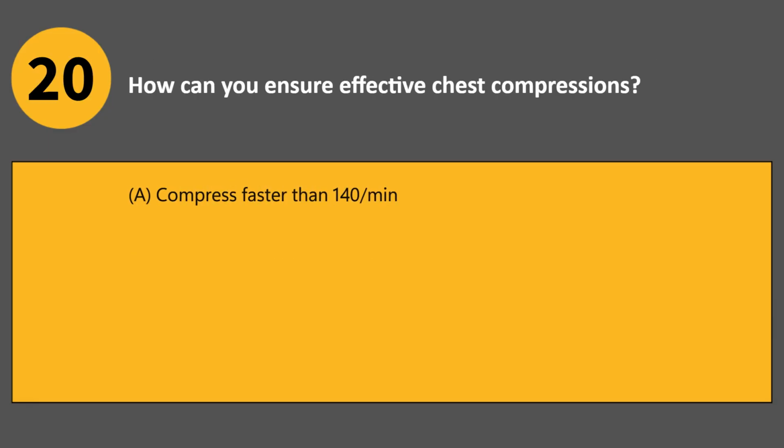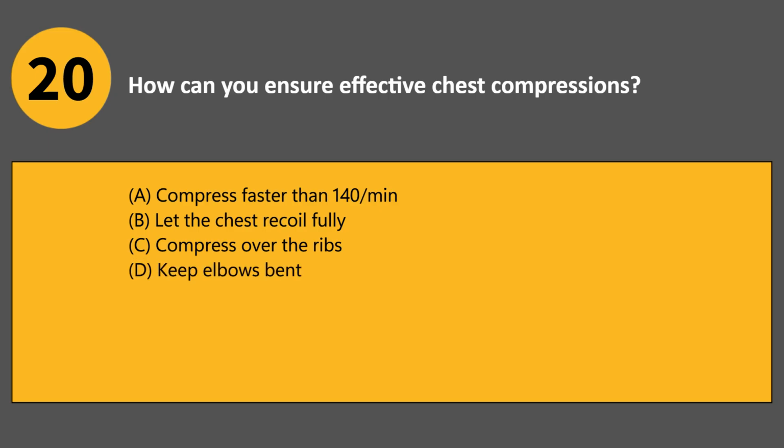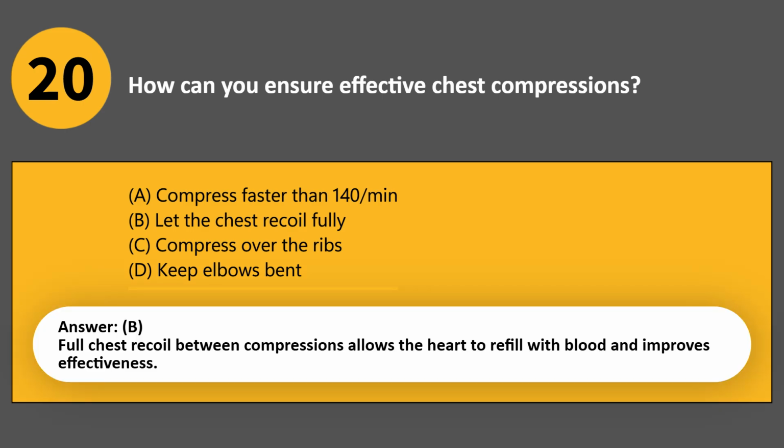How can you ensure effective chest compressions? A. Compress faster than 140 per minute. B. Let the chest recoil fully. C. Compress over the ribs. D. Keep elbows bent. Answer B. Full chest recoil between compressions allows the heart to refill with blood and improves effectiveness.